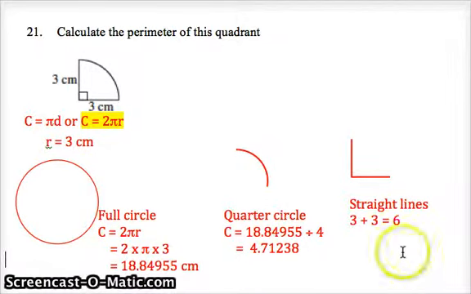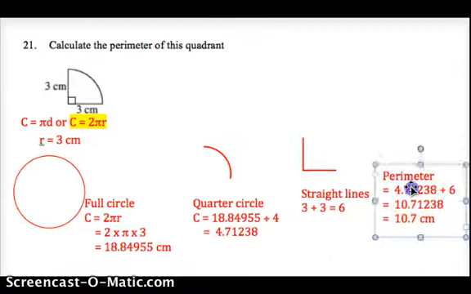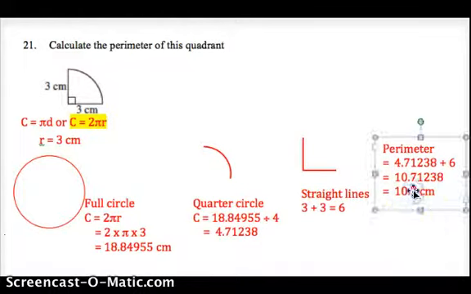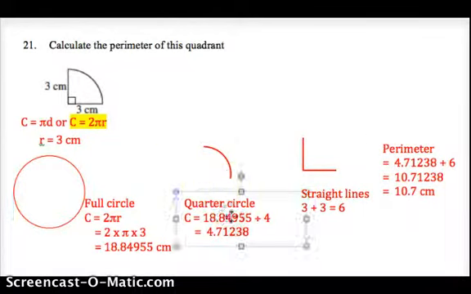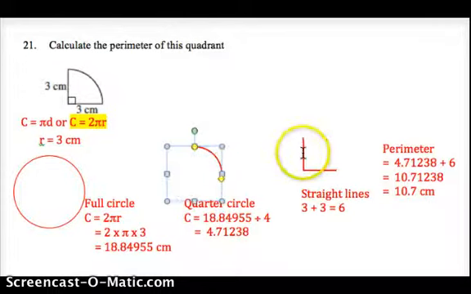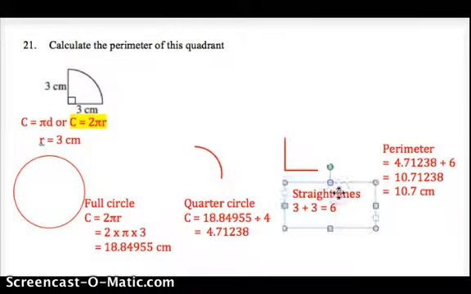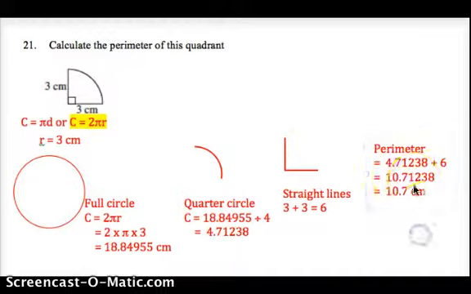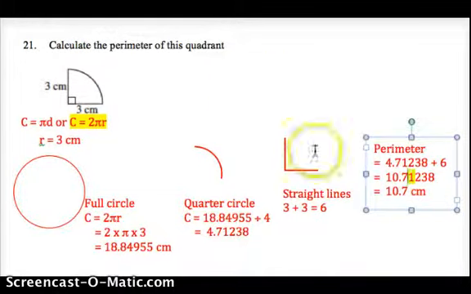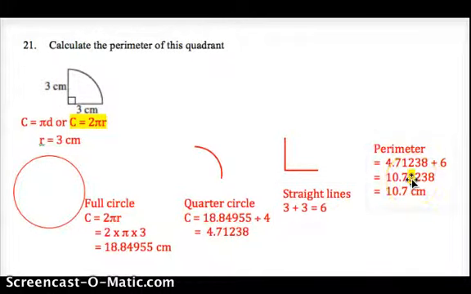So now we can work out the perimeter of the total shape. And so over here I'm just doing the perimeter of the total shape, and it is the quarter circle bit, which is 4.71238, plus the two straight line bits, which add up to 6, and so the perimeter is 4.71238 plus 6, which is 10.71238. I'm just going to round that to one decimal place this time. So I'll look at that second decimal place, which is a 1, and that 1 is less than 5, so we can just keep it as 10.7.